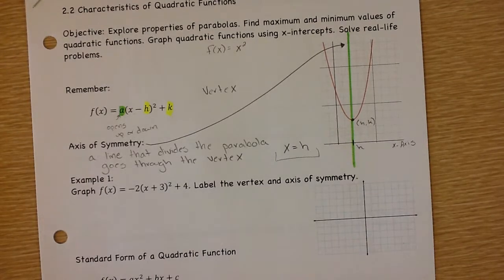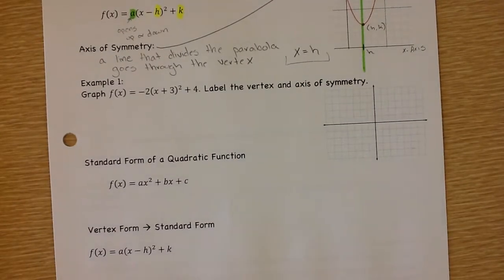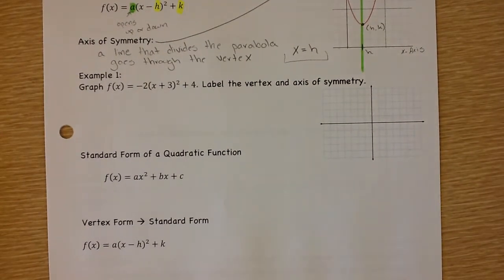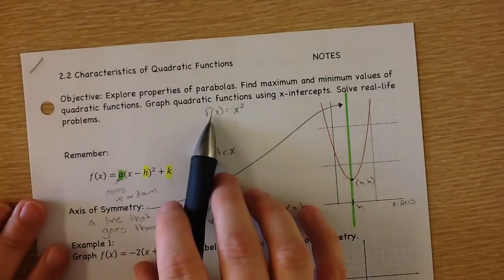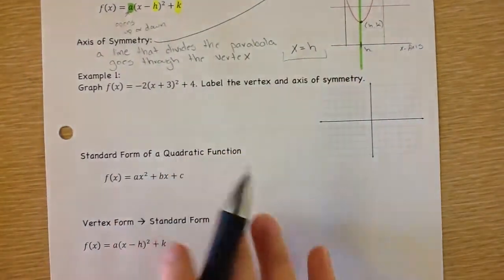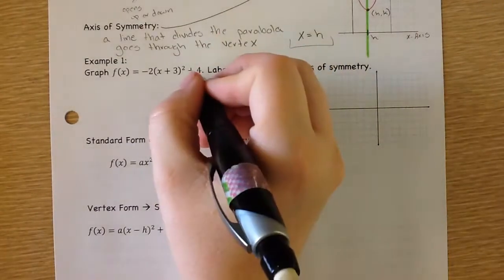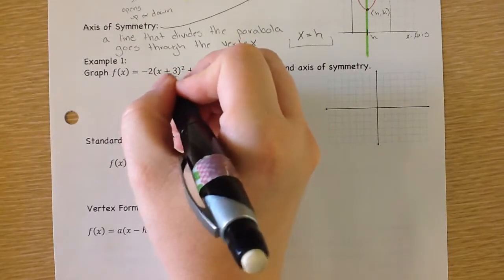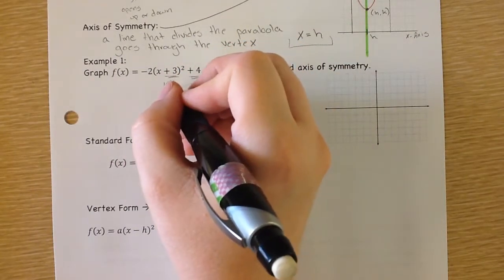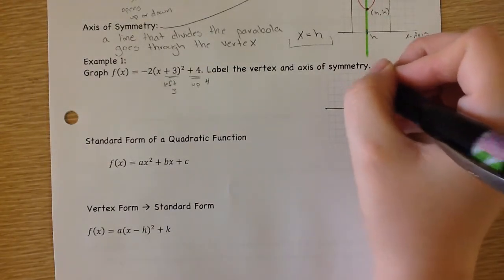All right. So here in example 1, it says to graph that function and label the vertex and axis of symmetry. Remember, my parent function is f of x equals x squared, so it's going to be a parabola. Remember from our previous section how transformations work. This plus 4 is going to move it up 4, and this plus 3 is going to move it to the left 3.